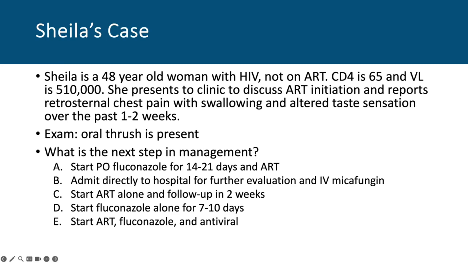Sheila is a 48-year-old woman with HIV, not on ART, CD4 65, viral load 510,000. She presents to clinic to discuss ART initiation, and reports retrosternal chest pain with swallowing and altered taste sensation over the past 1 to 2 weeks. On exam, oral thrush is present. What's the next step in management? A, start PO fluconazole for 14 to 21 days and ART. B, admit directly for evaluation and IV micafungin. C, start ART alone, follow up in 2 weeks. D, start fluconazole alone, 7 to 10 days. E, start ART, fluconazole, antiviral.